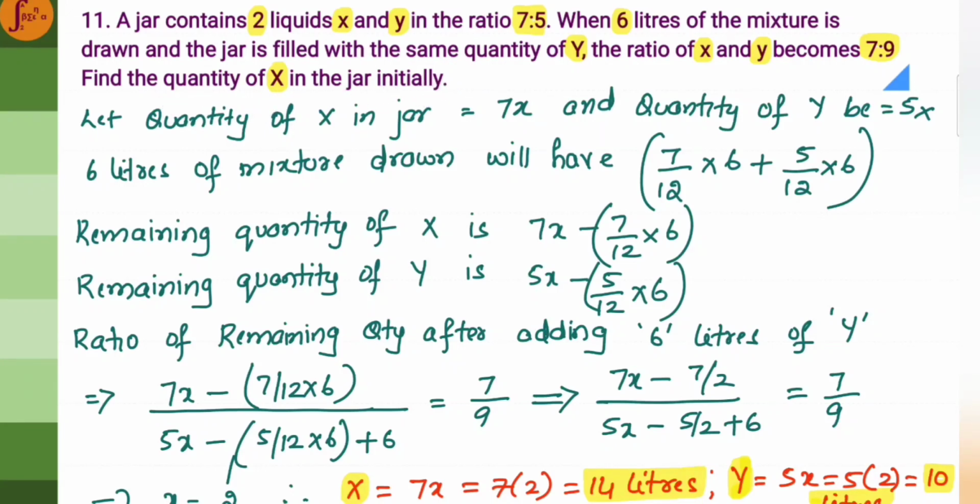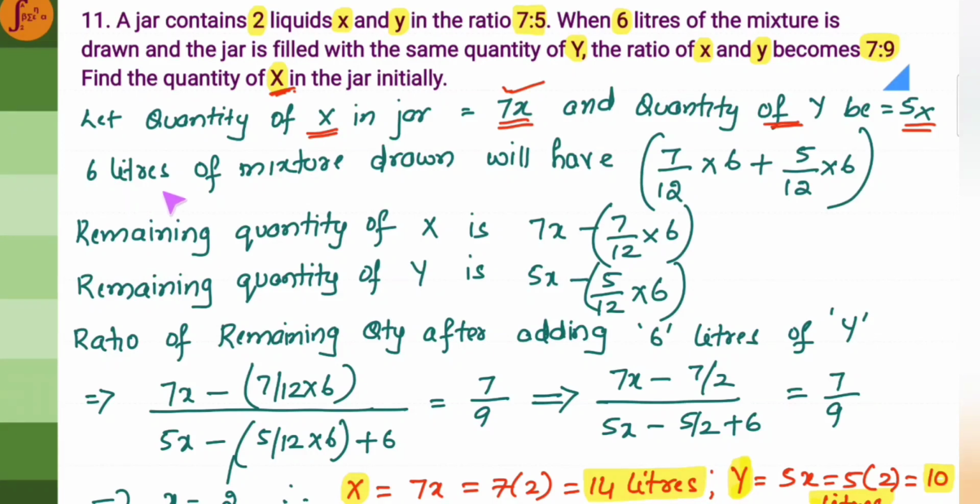So the jar is having two liquids, right? Liquid 1 and liquid 2, or we can call them X and Y, as given here. So a jar contains liquid X and liquid Y in the ratio 7:5. Now let's assume the quantity of liquid X in the jar is 7x and the quantity of liquid Y in the jar is 5x. We'll have to find the quantity of X in the jar, that is 7x, so we have to find the value of x.